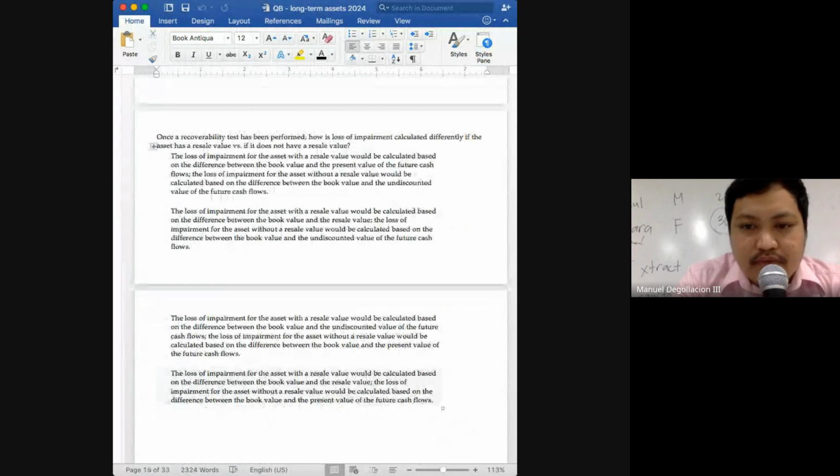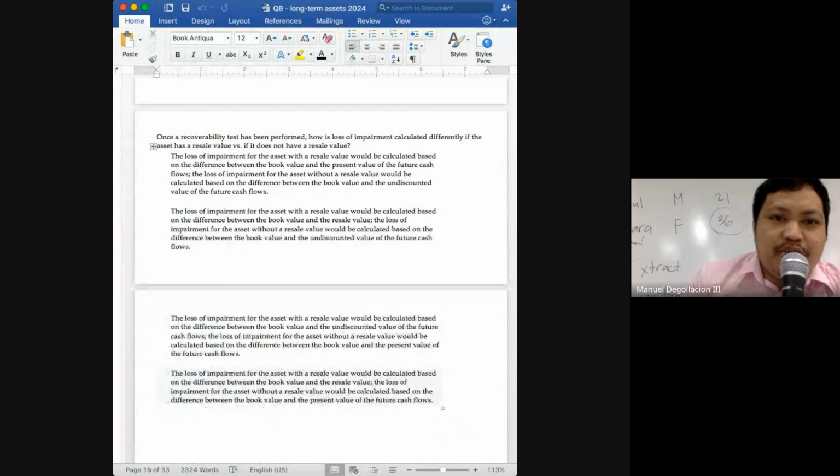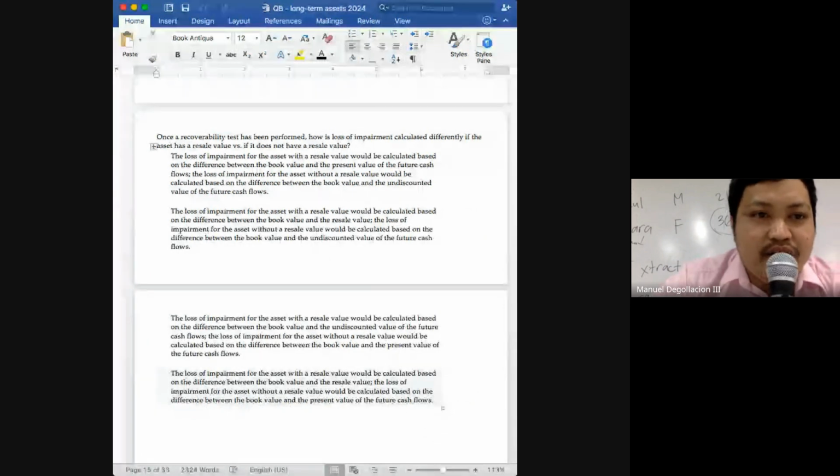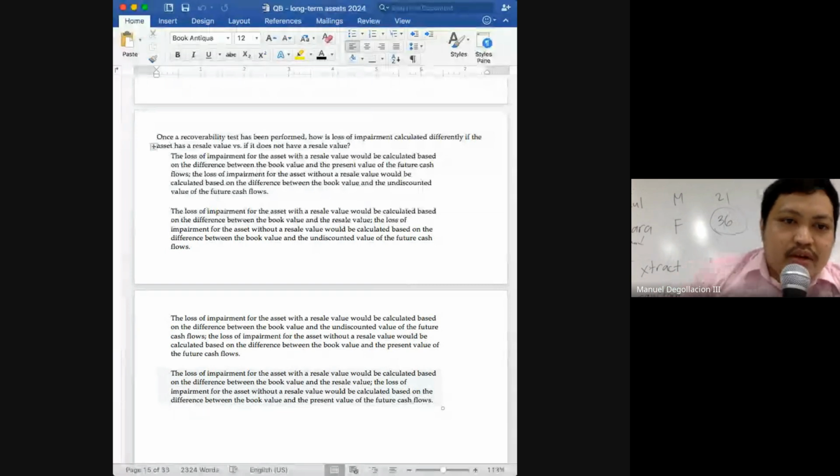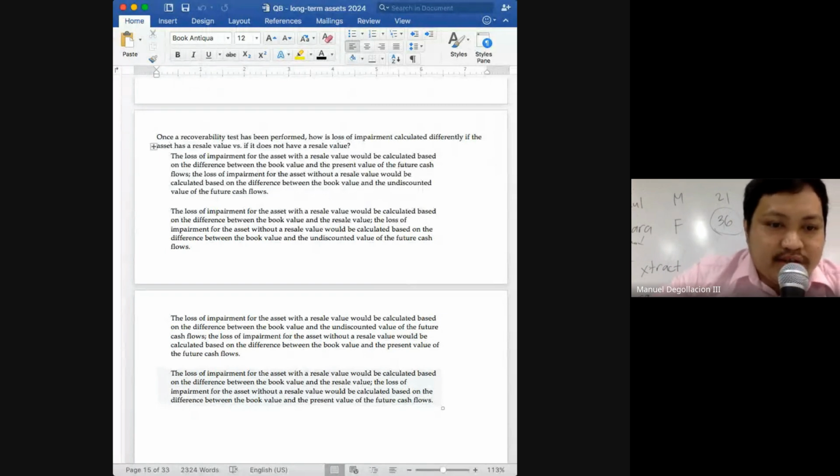Once a recoverability test has been performed, how is loss of impairment calculated differently if the asset has a resale value versus if it does not have a resale value? The answer here would be the last choice. The loss of impairment for the asset with a resale value would be calculated based on the difference between the book value and the resale value. So the resale value would serve as your fair value. The loss of impairment for the asset without the resale value will be calculated based on the difference between the book value and the present value of the future cash flows.